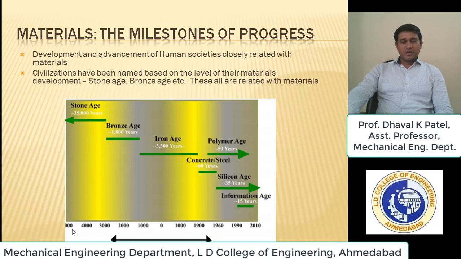From 3000 to 5000 centuries back, the time was known as the Stone Age. Then 1000 to 3000 centuries back, the time was known as the Bronze Age. And then the Iron Age, Polymer Age, Concrete or Steel Age, Silicon Age and Information Age. These time periods are all known based on material names. And nowadays, we are going through the nano age. A lot of research work is being conducted on materials development.